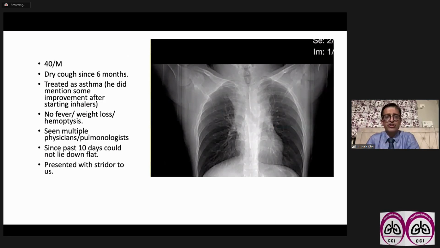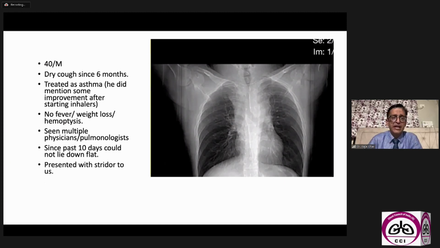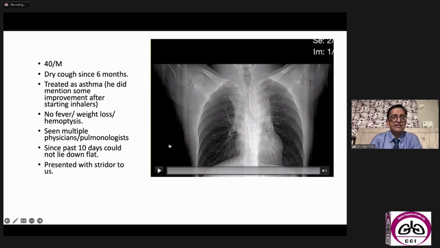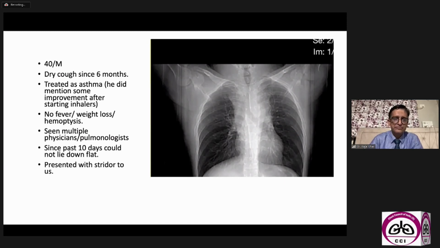So this is a 40-year-old man who has complained of a dry cough since the last 6 months. He's been treated as asthma. He was put on inhalers and he did not improve. He does not have fever. There's no weight loss. There's no hemoptysis. And he's seen multiple physicians and pulmonologists, multiple as in about six.